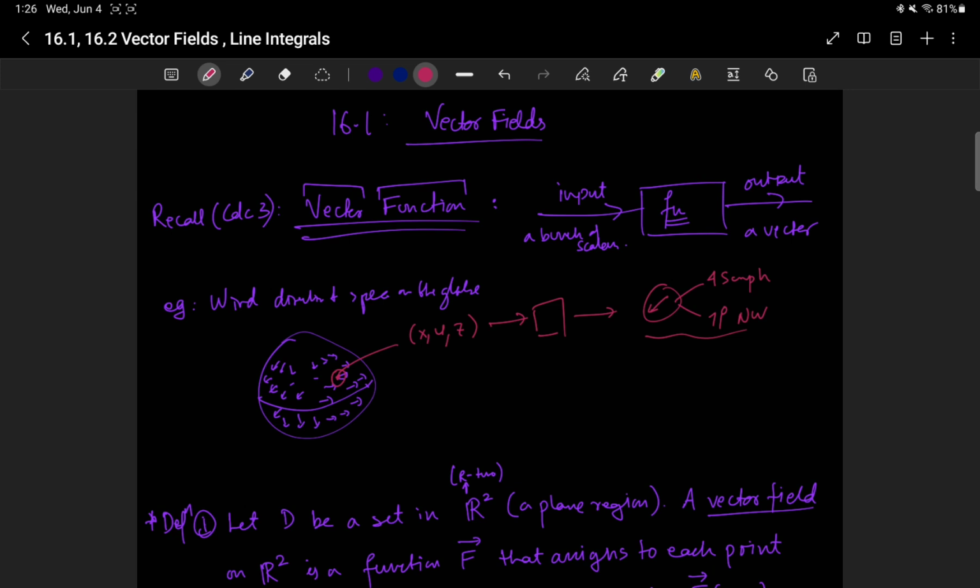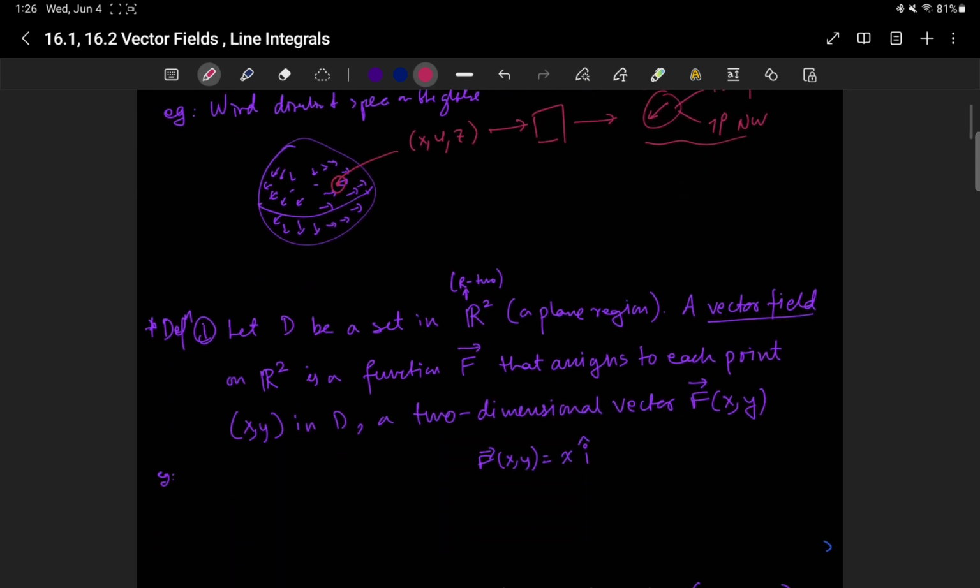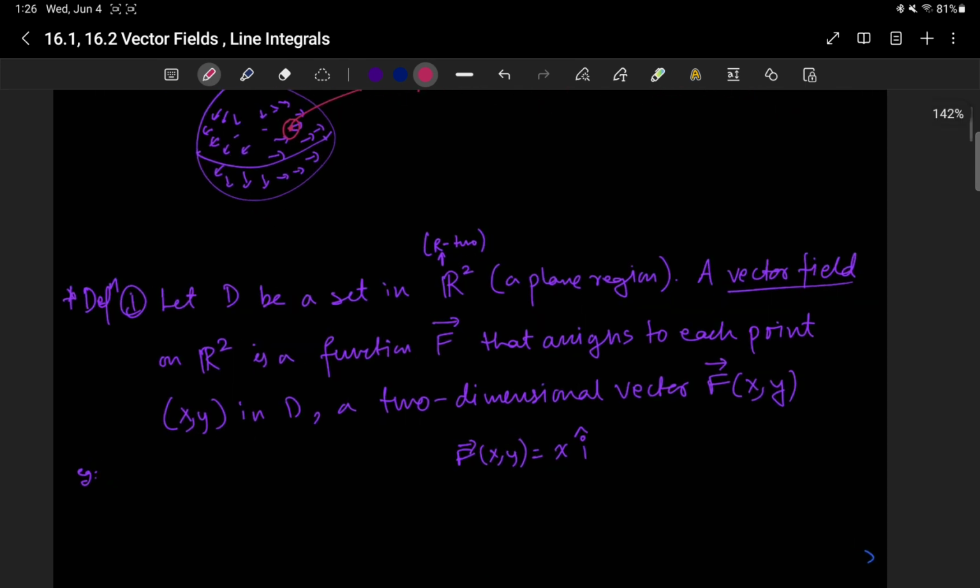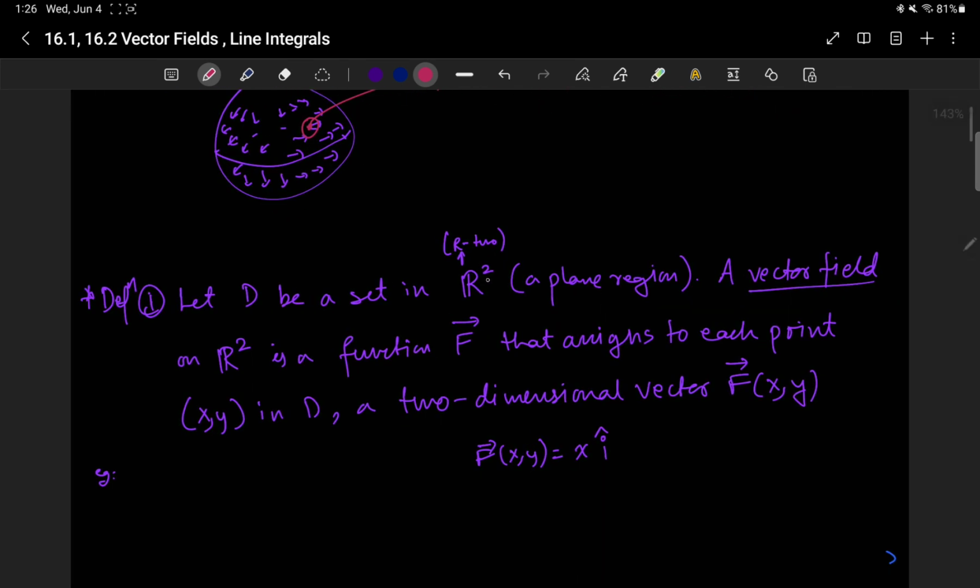Now, using the idea of vector function, we define something called a vector field. Let D be a set of points in R2. So we don't read this as R squared, we read this as R2. R2 means a plane. You can think of it, this is a number line, which is real numbers. This is another number line, real numbers. So there's two number lines, they're called R2. Similarly, if you're in 3-dimension, this is a number line, this is a number line, this is a number line. So this whole space is called R3. So you have R4, R5, R6, and so on. So R2 is a plane region.